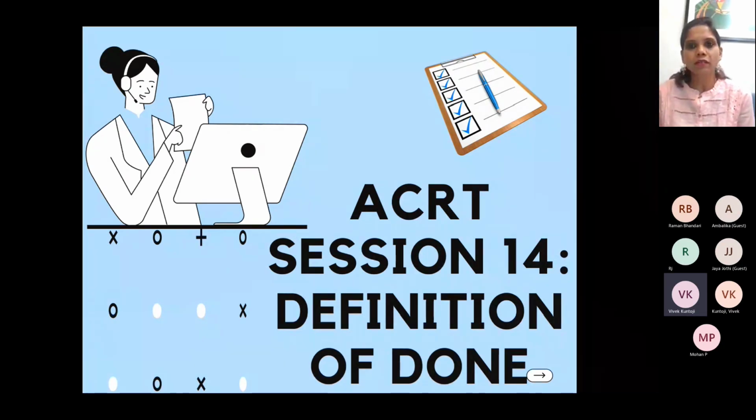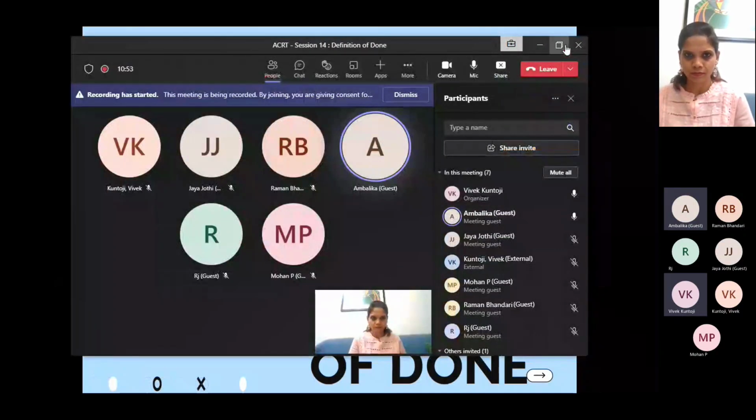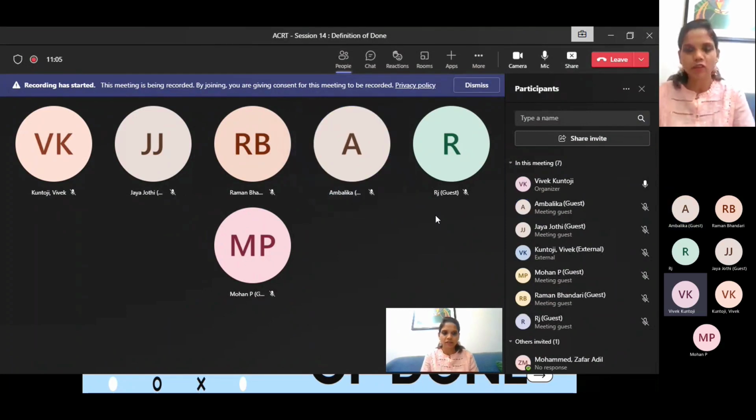Okay, can anyone tell me what is definition of done, or have you used it in your project ever? Can you just tell me about your understanding of definition of done? It can mean a standard across the stories, meaning the story has been developed, tested, and has met all the acceptance criteria defined in the story. Yes, you are right. Any other point or any other definition by anyone?